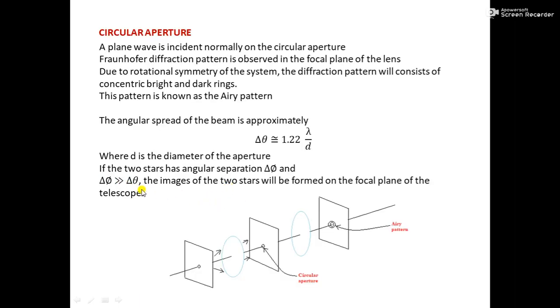This is the angular separation between the two stars, delta phi. The light coming from the two stars goes through the aperture of the telescope, and this is the angular spread of one star, delta theta, and this is the other star, delta theta. So if delta phi is much greater than delta theta, the images of the two stars will be found on the focal plane of the telescope.